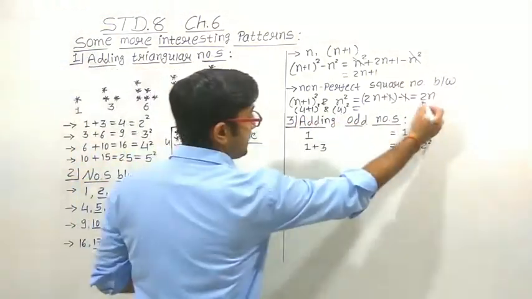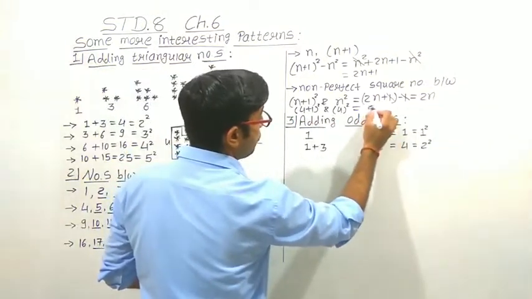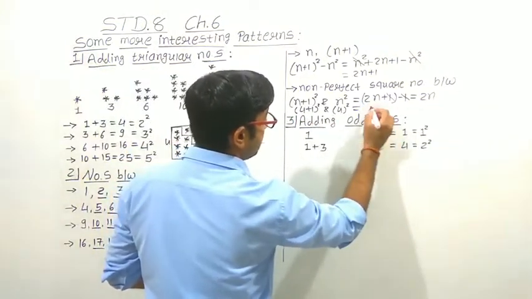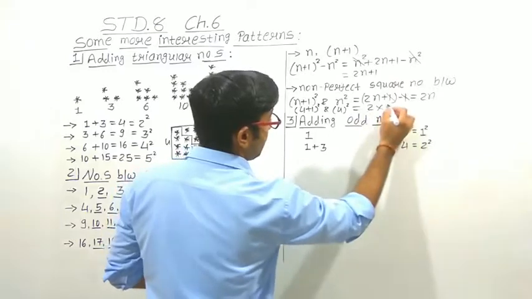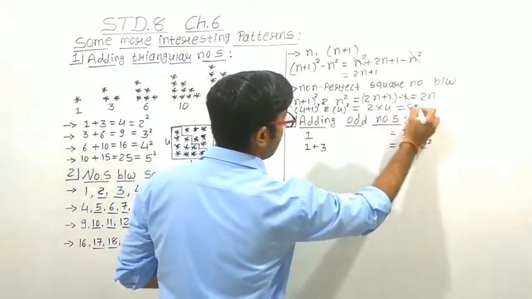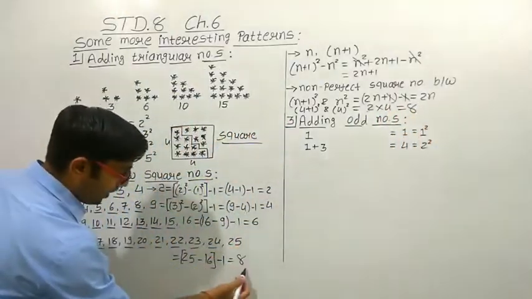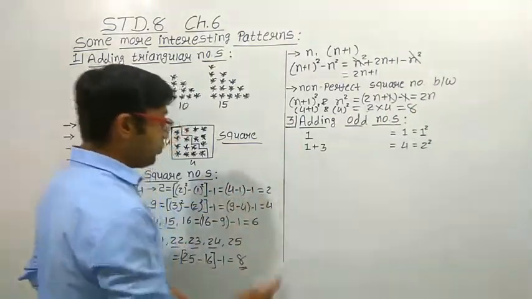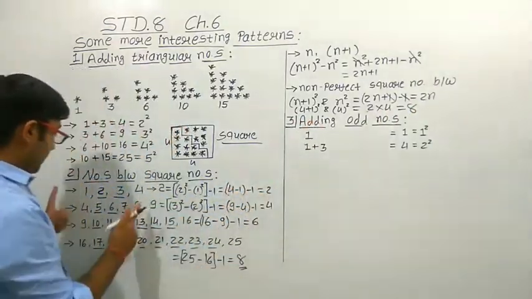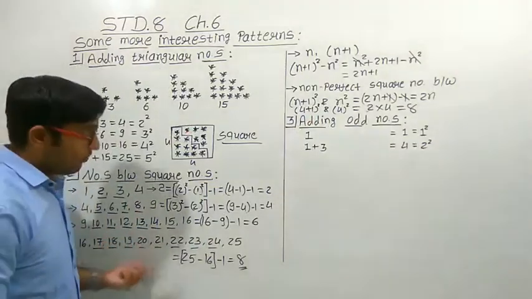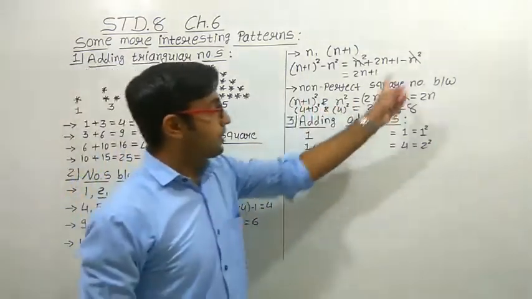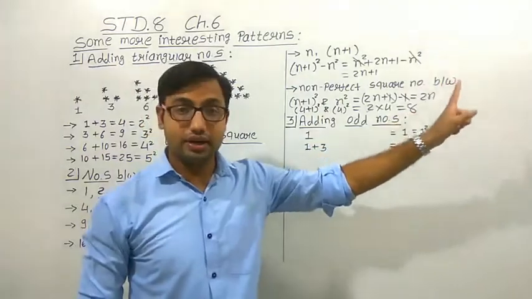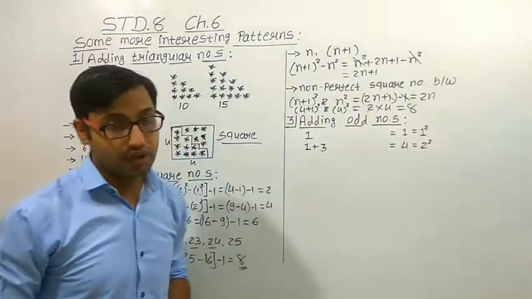So how many numbers do we get according to this formula? 2n, that is 2 into 4, and 2 fours are 8. And see, here what we get? 8. So in this way, you can apply this formula to all these numbers and find out how many non-perfect square numbers there are in between two perfect square numbers.